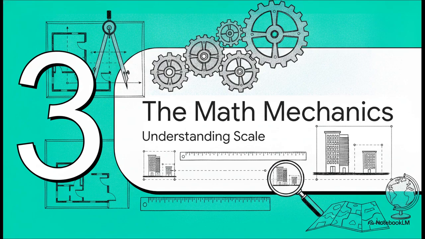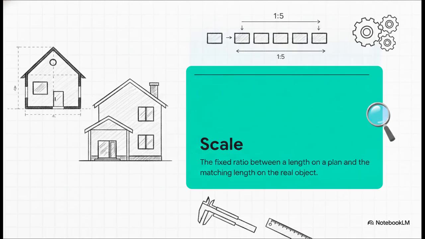Okay, part 3, the math mechanics. We've got the views down, we know the symbols. Now let's get into the mathematical engine that makes all these drawings actually relate to the real world, and that is scale. So scale is essentially a fixed ratio between the length you see on the plan and the matching length on the actual real-life object. So if you see a scale like 1 to 50, it simply means that one single unit on your piece of paper represents 50 of that exact same unit out in the real world. Measure 1 centimeter on the page, and you know it represents 50 centimeters in the actual room. It is a direct, unbreakable mathematical link.